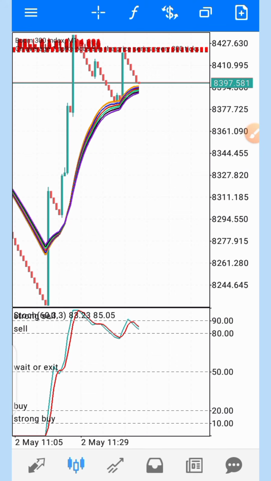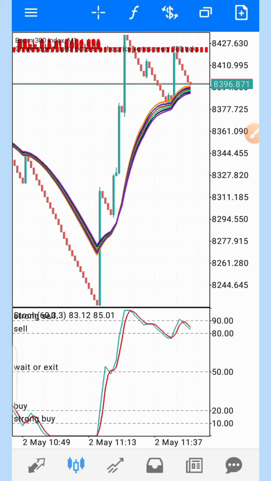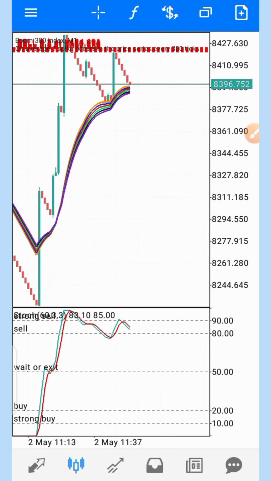So guys, I promise, if I confirm this strategy well on the step index and volatility and it works, I will really come back to show you guys how I did it. But for now, I'm not confident on that market. I'm only confident about boom and crash on this strategy.